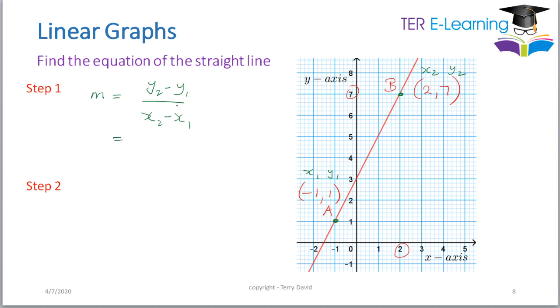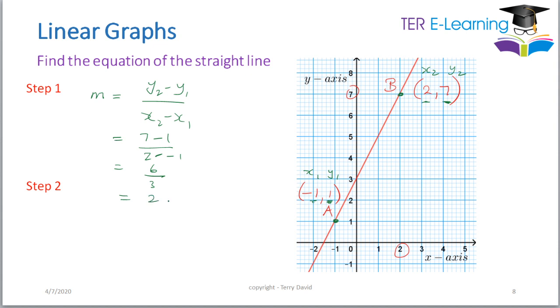So y2 in this case here is the 7. So that is 7 minus whatever y1 is, which in this case here is this value, which is 1, divided by x2. x2 is 2. And x1 is this value here, which is minus 1. So it's 2 minus minus 1. So 7 minus 1 gives me 6 divided by 2 minus minus 1 is actually 3. And therefore my gradient is equal to 2.